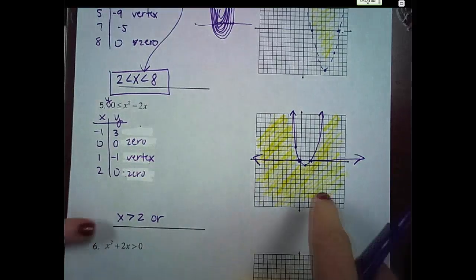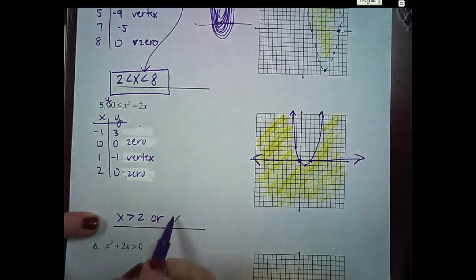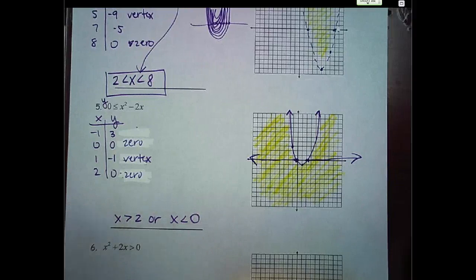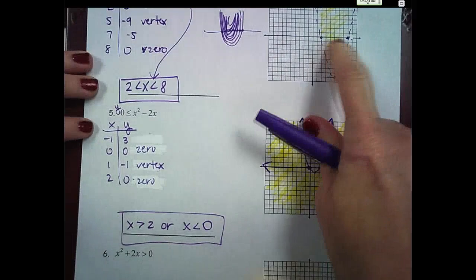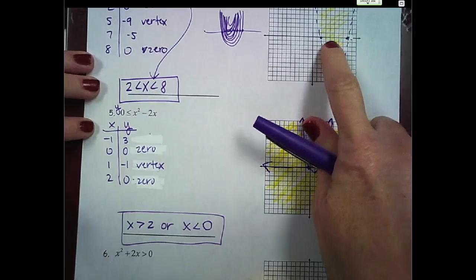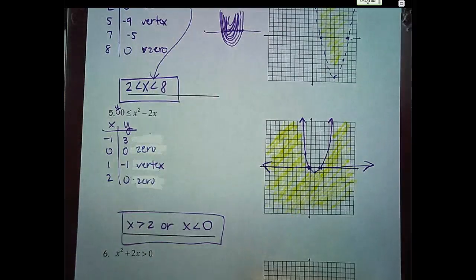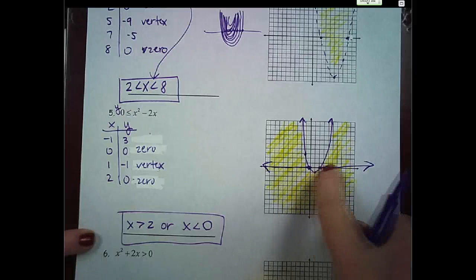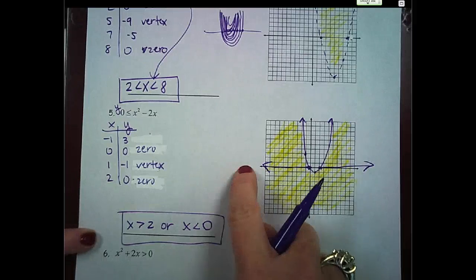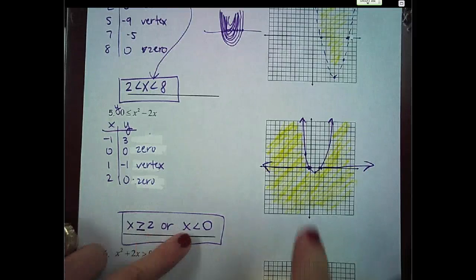Okay, so to write my answer, here, everything bigger than 2 works. On this side, everything what? Less than 0 works. So look at the two different ways to write the answer. If your answer looks like number 4, where it's between two things, then x is between 2 and 8. Then if it looks like this, where you're going to the right and to the left, then you want x is greater than or equal to 2, or x is less than or equal to 2.